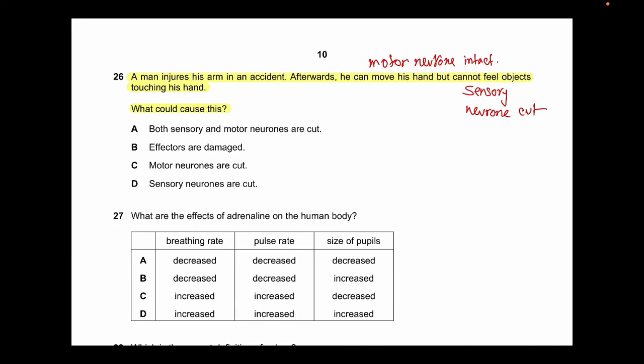So both sensory and motor neurons are cut? No. Effectors are damaged? No. Motor neurons are cut? No. Motor neurons are not cut. Sensory neurons are the ones that are cut. So 26D.